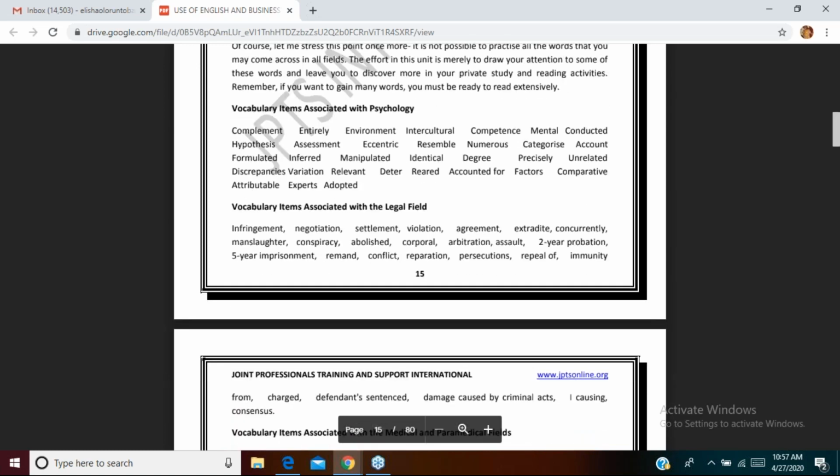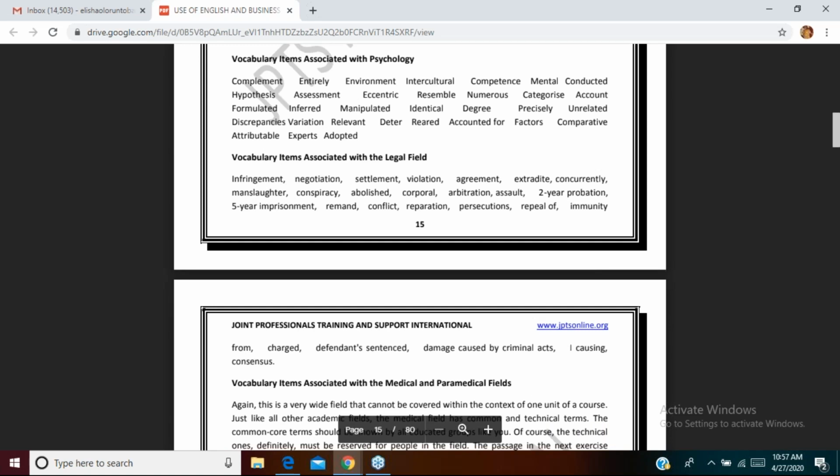We also have vocabulary items associated with the legal field. Infringement, infringe into my territory. You hear such words. Negotiation is in the law court. You have to negotiate. Settlement, you have to settle. Violation, you have just violated the law. So I want to believe that our students are law-abiding students. Anywhere you are, don't violate the law. So in the legal field, there are words that are particular to the legal field.